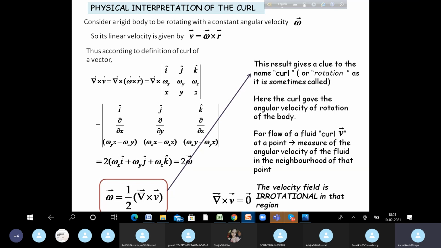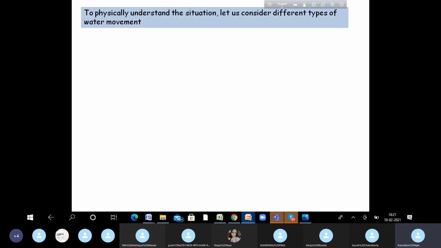Okay, we'll do another thought experiment from which this concept will become clearer. Okay, so what is the thought experiment? To physically understand the situation, we'll consider different types of movement of water. Suppose a particular amount of water is moving, it can move in different kinds of ways. So we'll now see what are the different kinds of movement that water can undergo and how that can allow us to physically interpret the action of the curl operator.